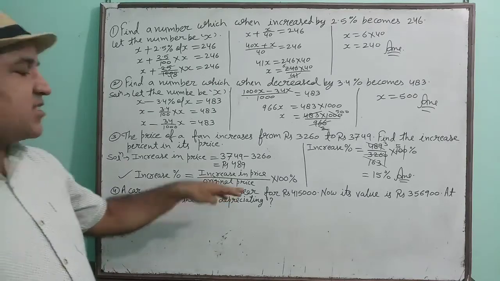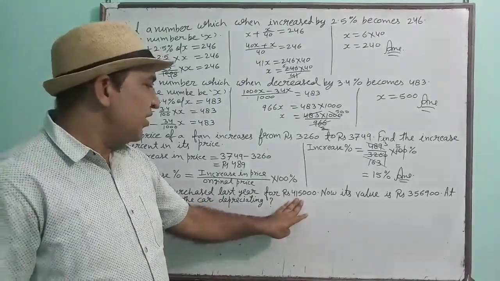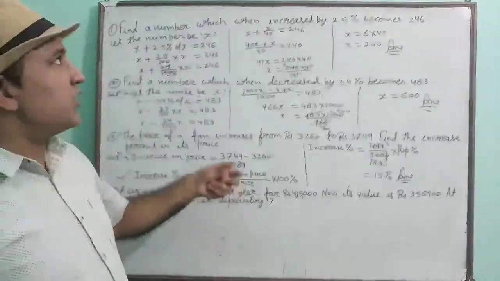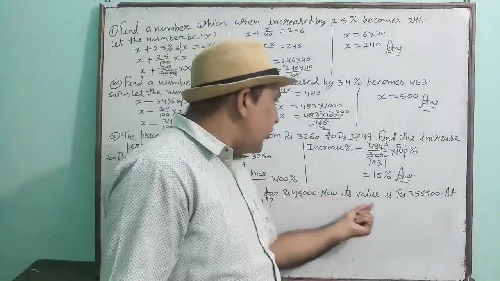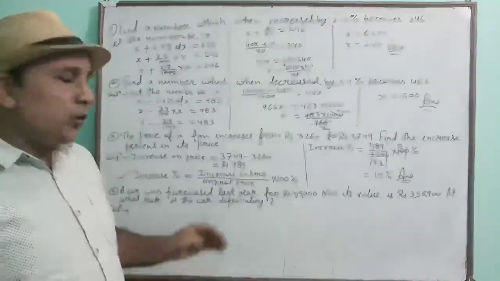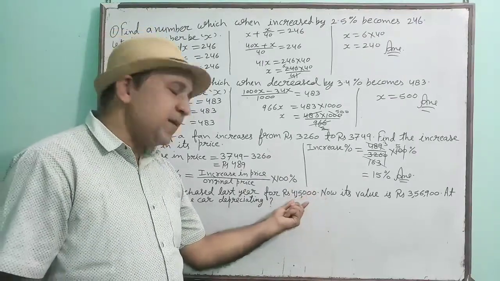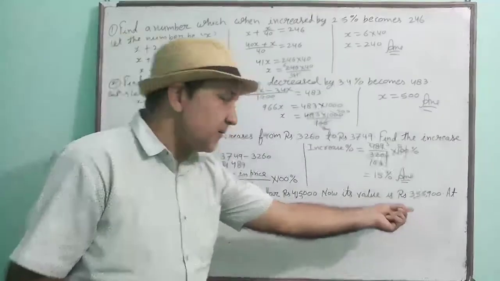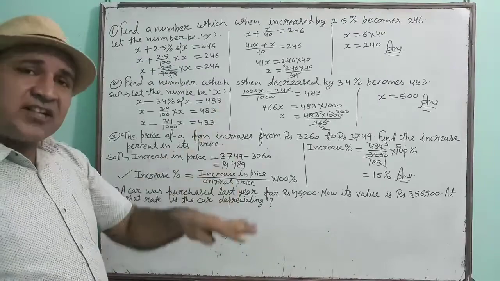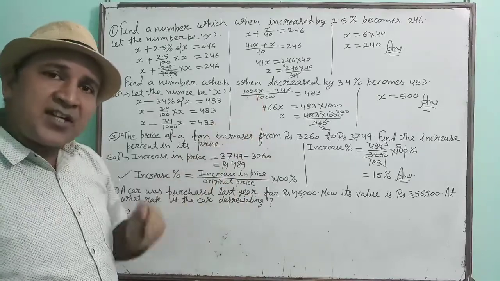A car was purchased last year for this many rupees. That means the last year price was 4,15,000. Now its value is rupees 3,56,900. You can see that the price is reducing. Last year price was this, new price is this. At what rate is the car depreciating? Depreciating means decreasing or reducing, you can understand. At what percent the price of the car is decreasing?